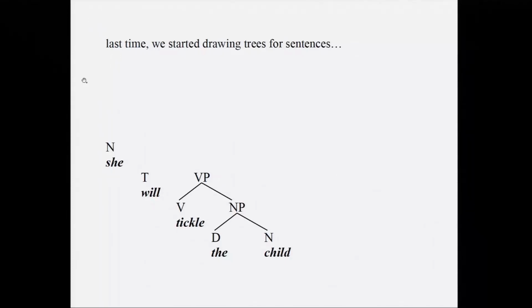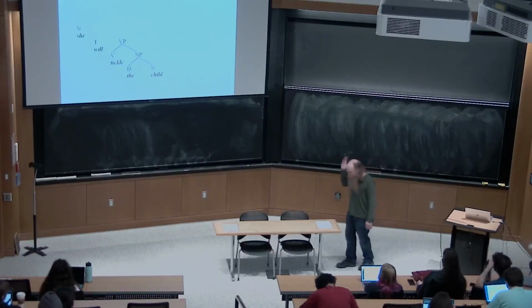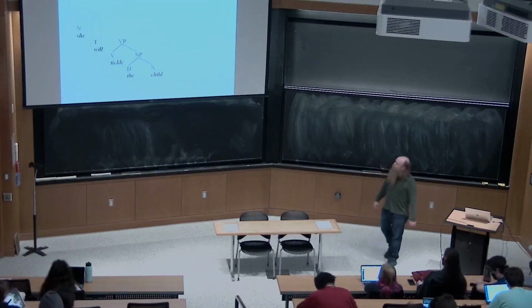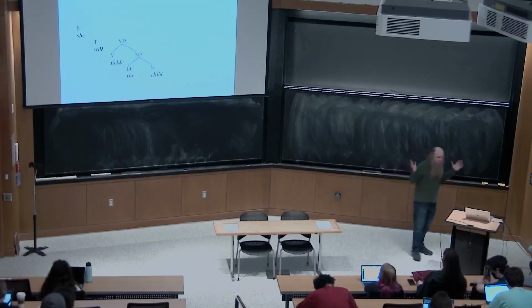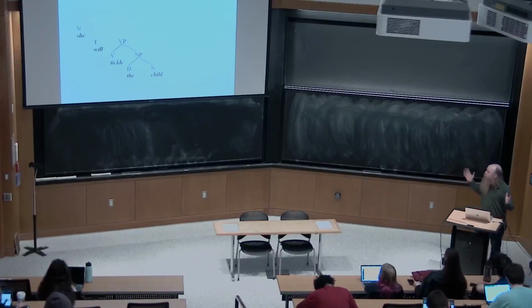And then we have these two other words in here, she and will. And she is a noun, it's a special kind of noun, it's a pronoun. And will, I made up a name for will, I called it a T, T for tense. Actually, that gives me too much credit. Other people gave it that name. I'm just transmitting to you that name.